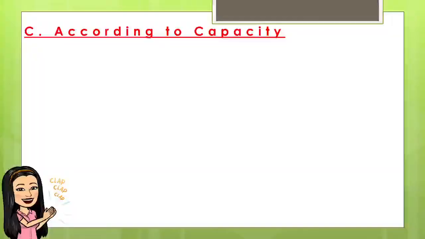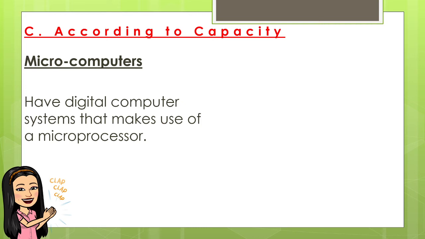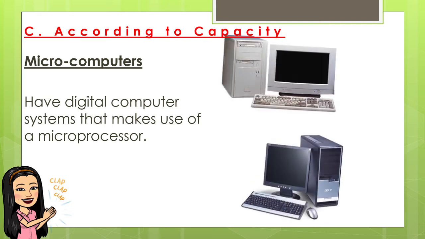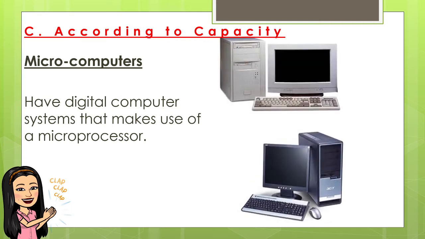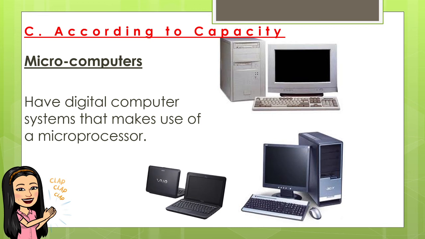The next one is the microcomputers. It is a digital computer system that makes use of a microprocessor. These are widely used and the fastest growing computers. These computers are the cheapest among the other three types. So these are the examples of microcomputers. We have the personal computer or the desktop, and then we have the laptop.